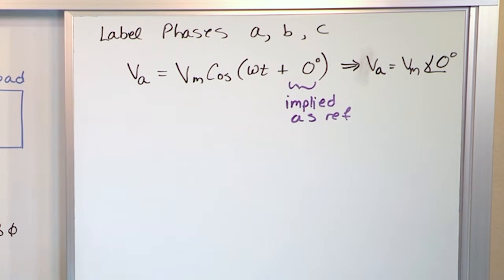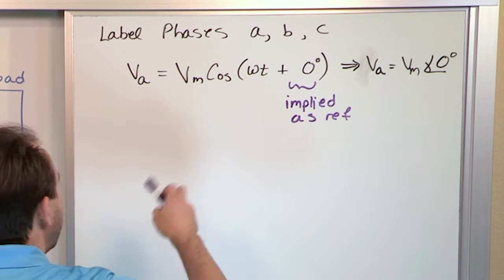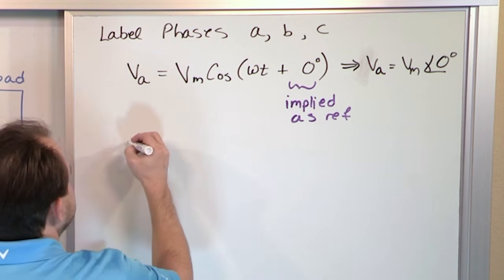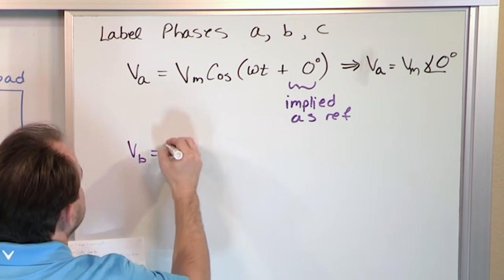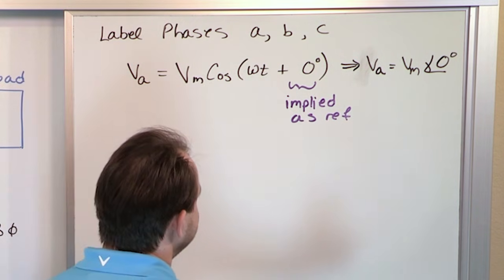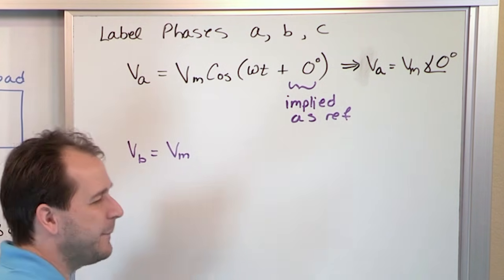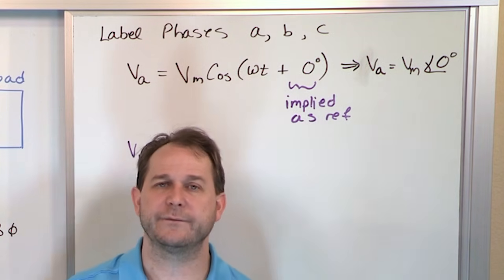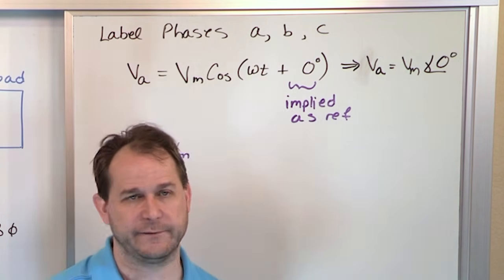So then the question is, if this is phase A, what would phase B be? We already said that the phases are separated by 120 degrees. So phase B is going to be the same magnitude, because we're talking about balanced three-phase circuits. Everything about these phases is the same. The frequency and the magnitude are the same. The only real difference is the phase angle between them.